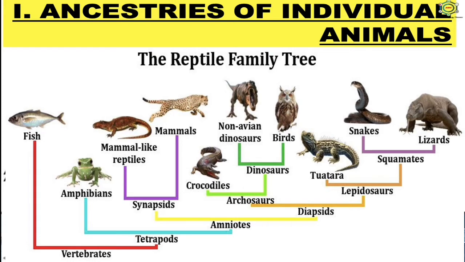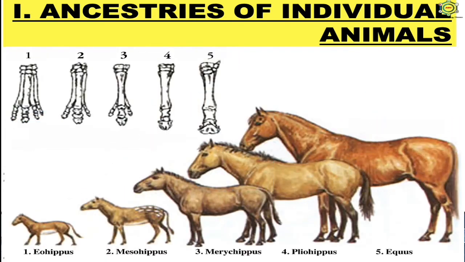Here you can see a reptile family tree. Now, here you can see the ancestries, that means evolution of horse. The evolution of horse was described by Marsh in 1879. It occurred in North America and it is briefly described here. First one, that is the Eohippus. Eohippus converted into the Mesohippus, then formed Merychippus, then Pleohippus, and the last one, that is Equus, which is the modern horse. So this is the evolution of horse. The top row shows changes in the form and size of the bodies here.